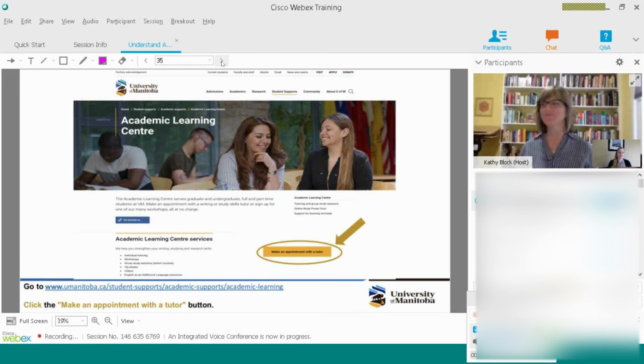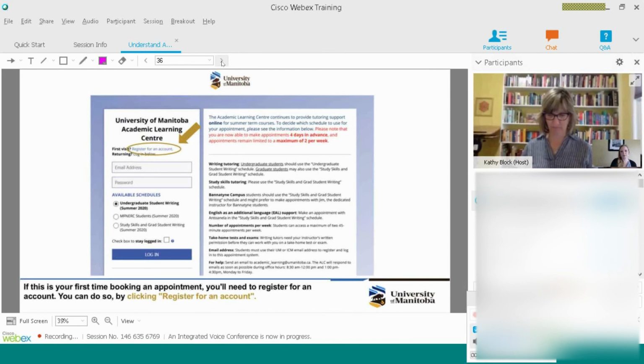So now that you know a little bit more about the Academic Learning Center as a whole and the Academic Learning Center tutors, let's talk about how to make an appointment with a tutor. First, you'll need to navigate through our web page. This slide gives you a screenshot of what it looks like, and it also gives you the web address that you can use to get there. Once you're on our web page, to make an appointment with an Academic Learning Center tutor, you can click Make an Appointment with a Tutor.